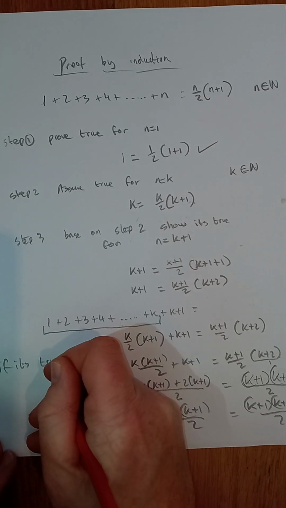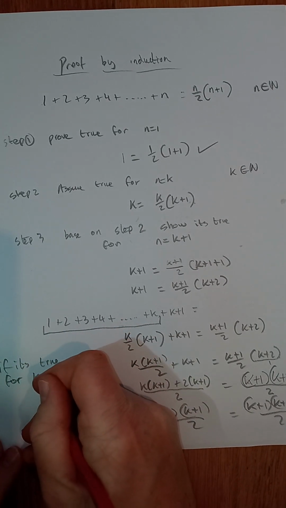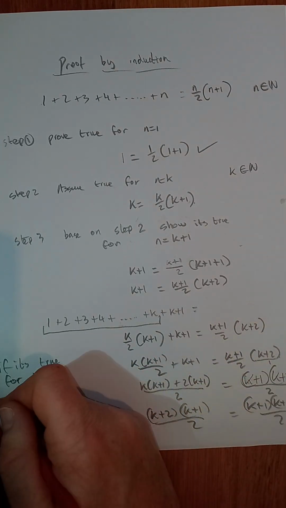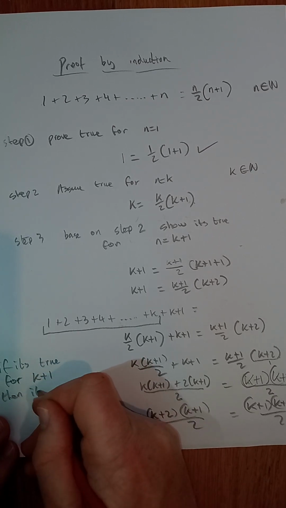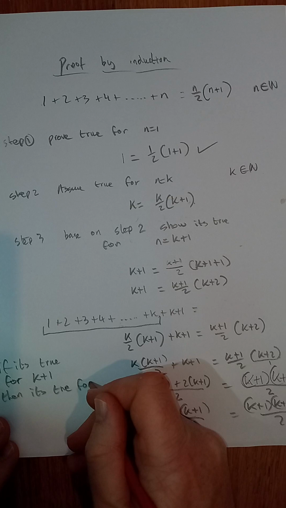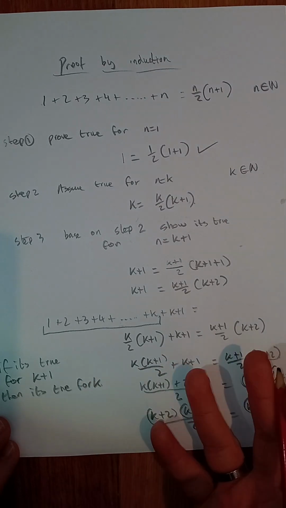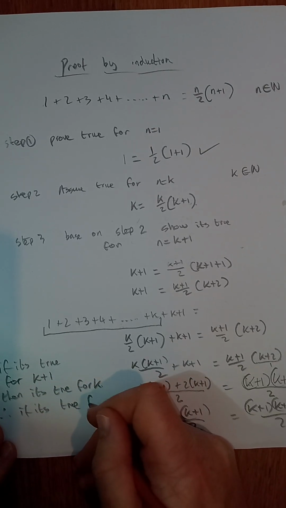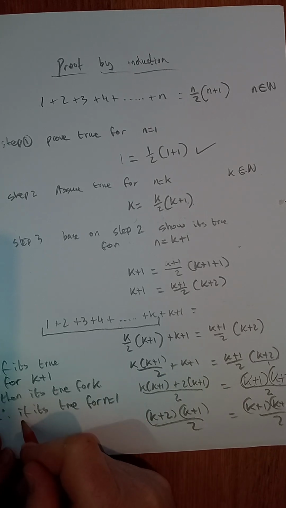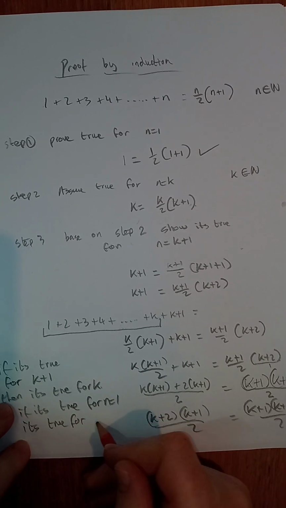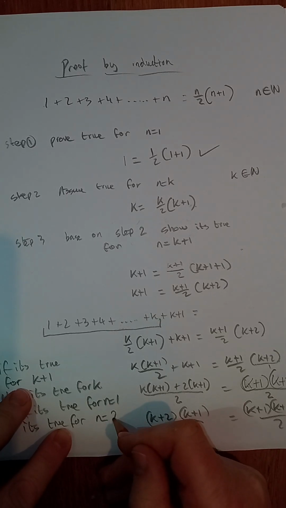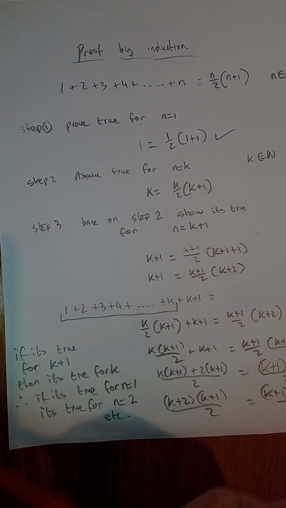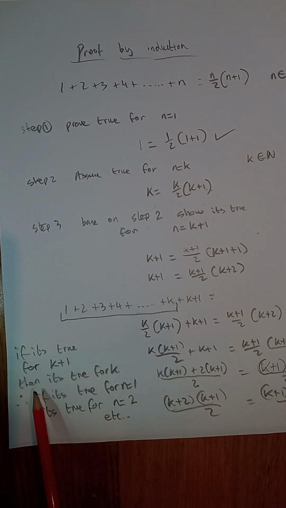if it's true for k plus 1, so if it's true for k plus 1, then it's true for k by assumption. Therefore, if it's true for n equals 1, it's true for n equals 2, etc. So there's your proof. Okay, so you have to make sure you put that in. If you've proved the truth for k plus 1, it must be true for k.